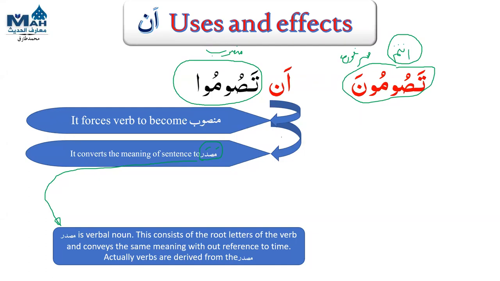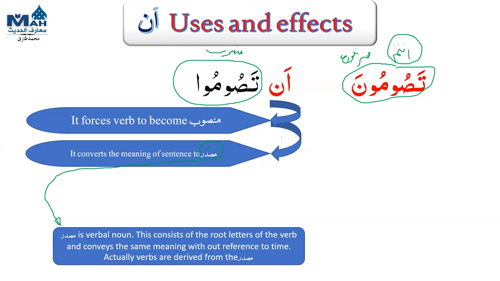What is the difference between "I am going" and "to go"? "I am going" shows doing an action at present time, whereas "to go" means he might go in the future. Is "to go" referring to a verb? Yes, it refers to a verb.